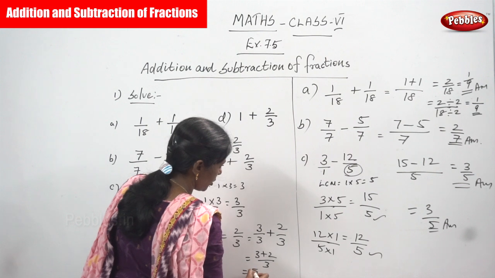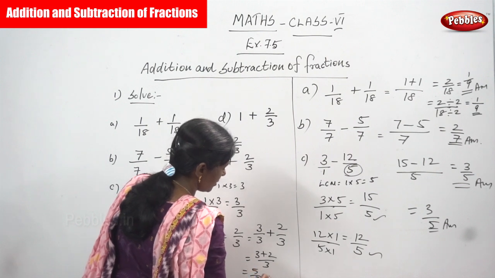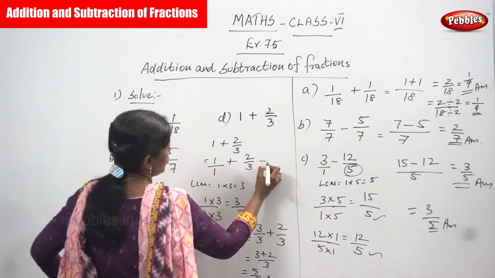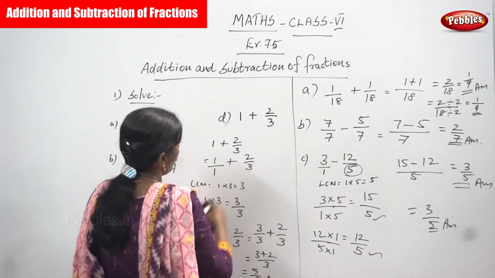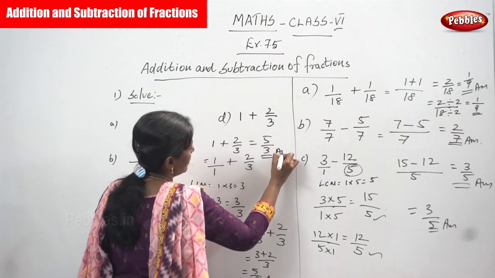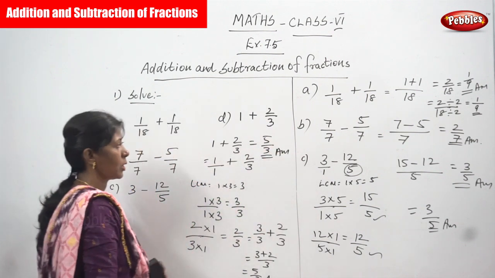So the answer is 5 by 3. This is the right answer for the question. For this question, 1 plus 2 by 3, the answer is 5 by 3. This is the exact answer for the question.